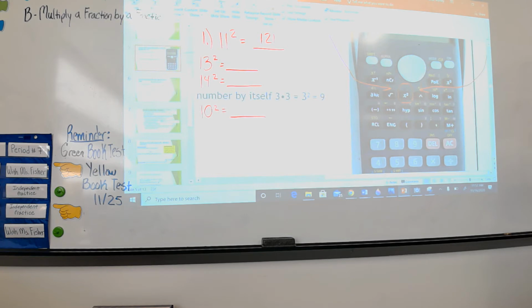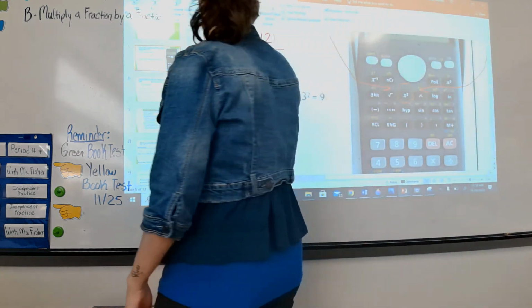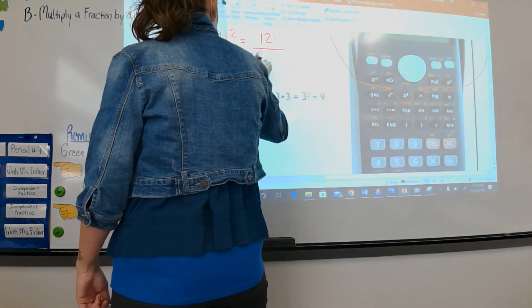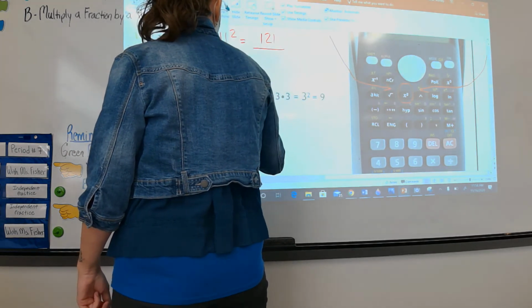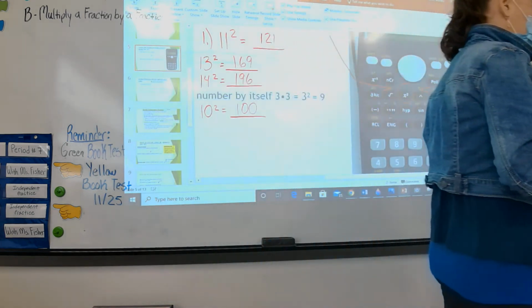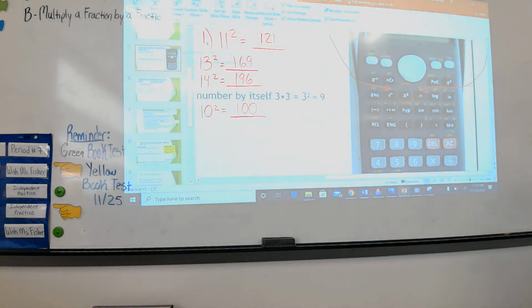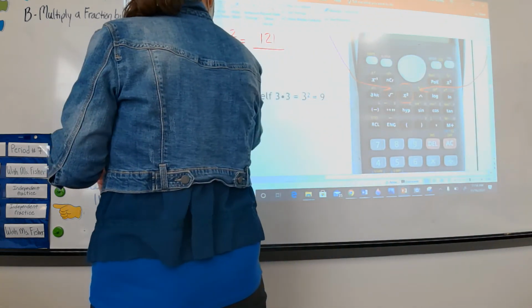Good? Okay, 13 squared is 169. Perfect. 14 squared is? 196. Perfect. And 10 squared is? 100. Perfect. All right, so I think we're pretty good on this skill. We can finish the rest of the worksheet on your own, later in the class period, and then we can check back with the answers. So let's move on to the next part of this lesson.